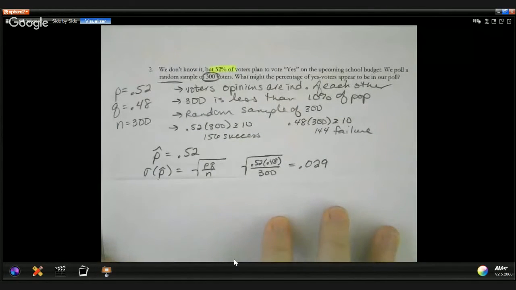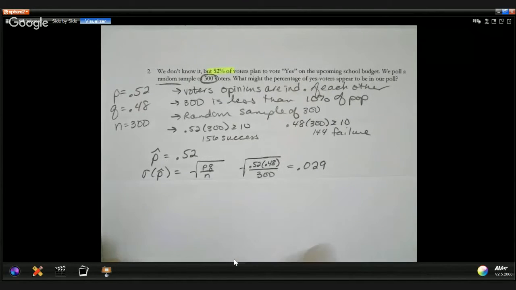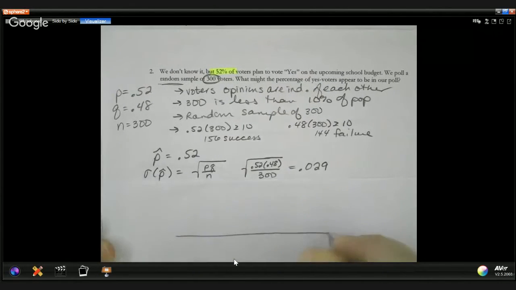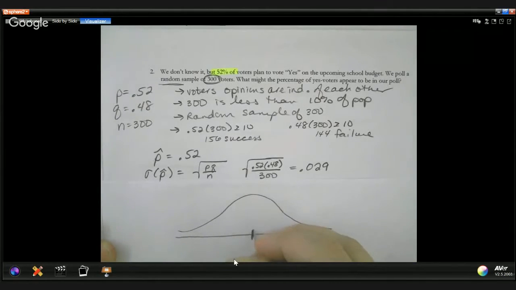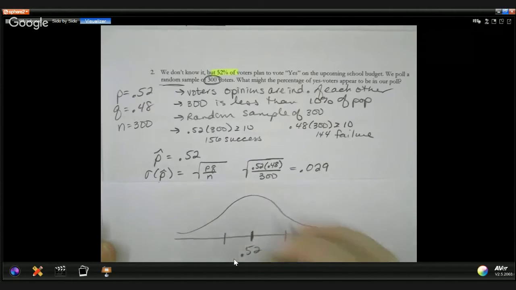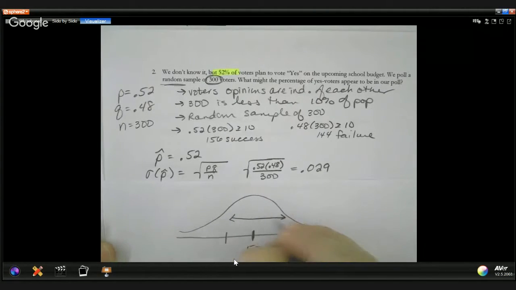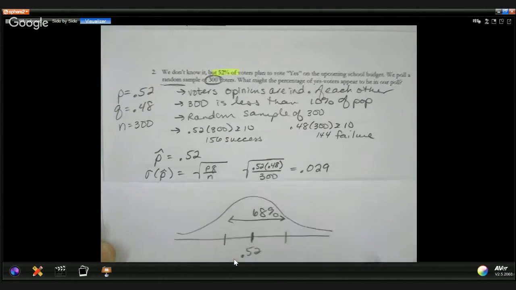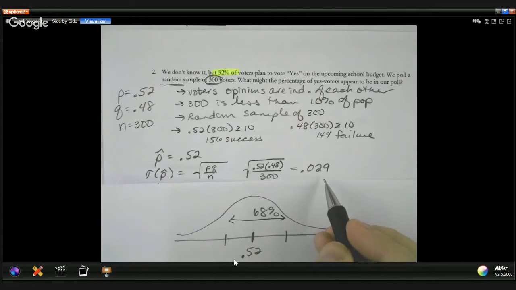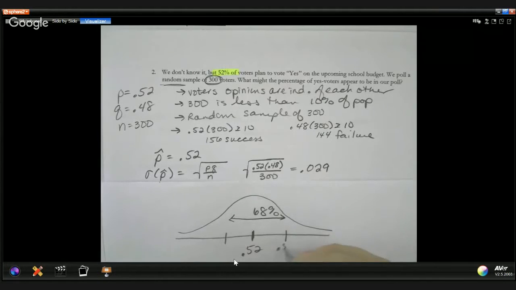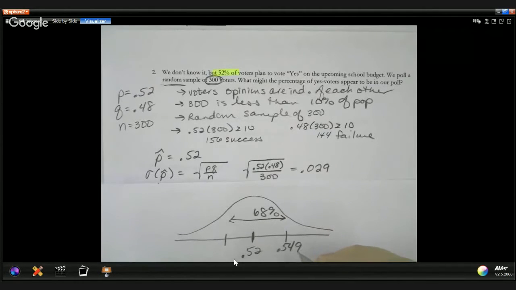Okay, so it says what might percentage be they vote? Well, all you really need to do is say where the middle percent is. So I know that this is 0.52, and one deviation away each way is 68%. And so I'm going to add that, and I get 54.9, and I'm going to subtract it.